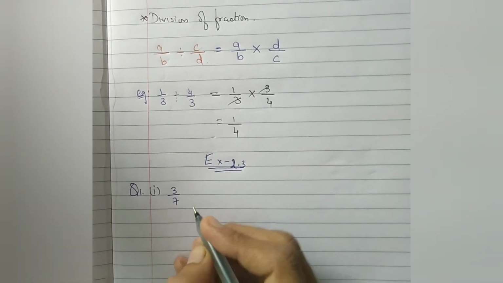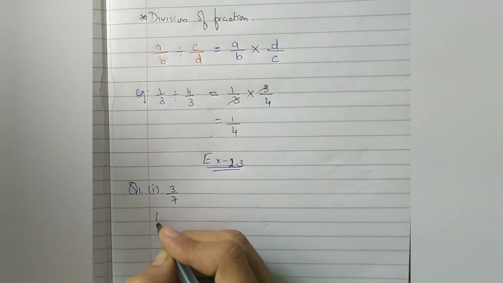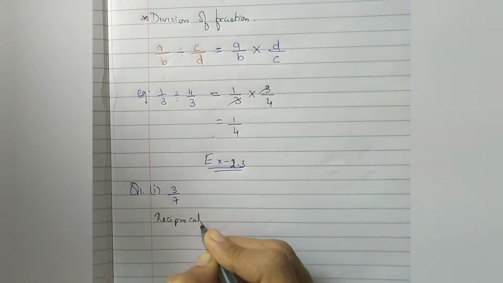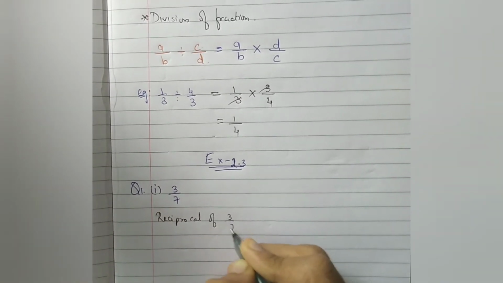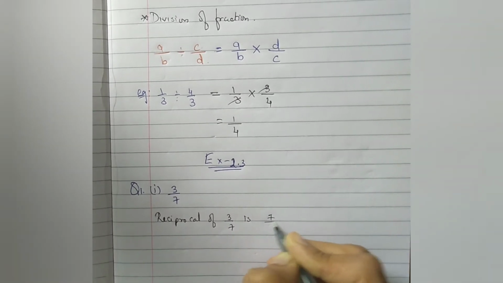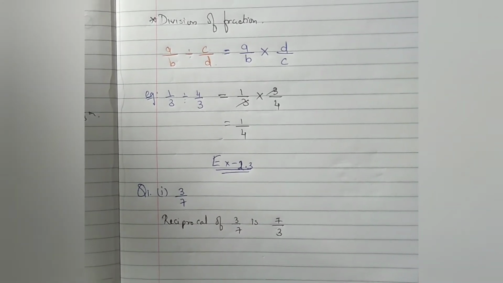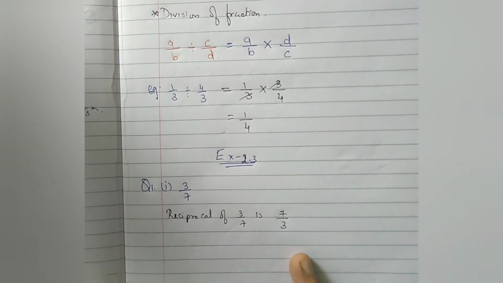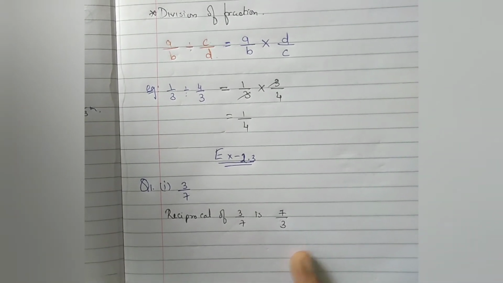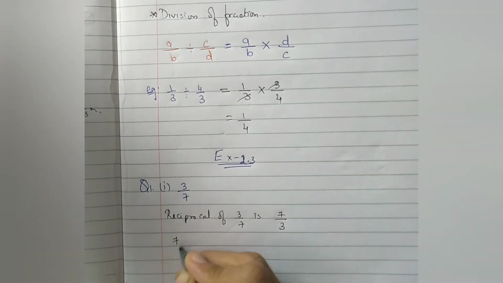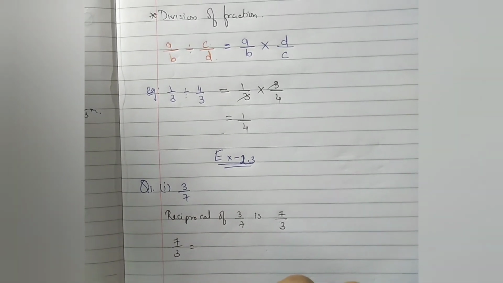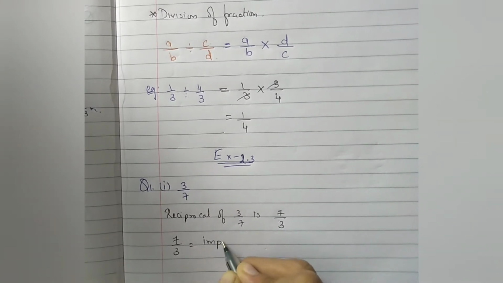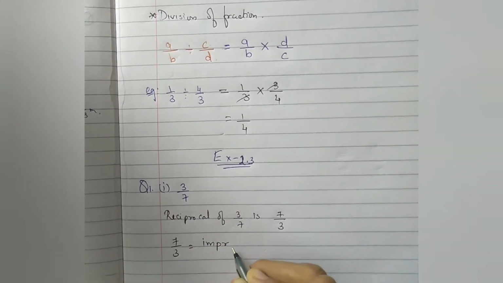So the reciprocal of 3 upon 7 is 7 upon 3. Is 7 upon 3 improper, proper or a whole number? 7 upon 3 is improper, right? Improper it is. So we have to indicate that.